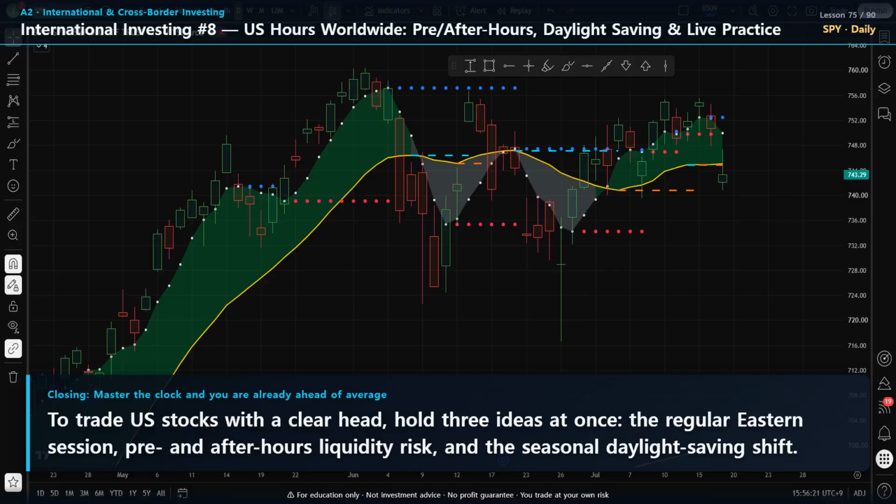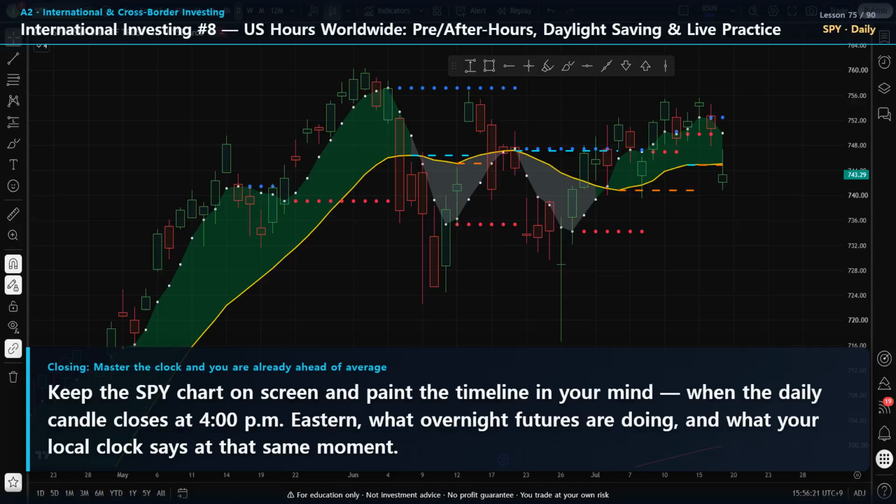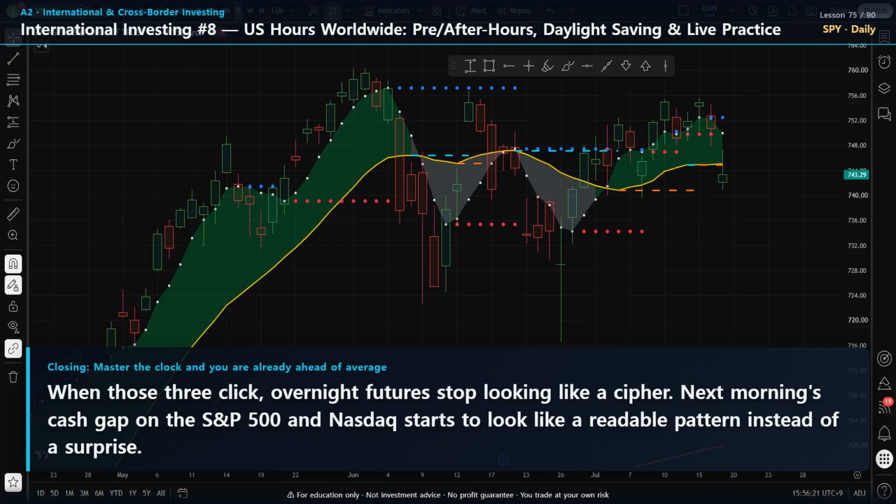To trade U.S. stocks with a clear head, hold 3 ideas at once: the regular Eastern session, pre- and after-hours liquidity risk, and the seasonal daylight saving shift. Keep the SPY chart on screen and paint the timeline in your mind: when the daily candle closes at 4 p.m. Eastern, what overnight futures are doing, and what your local clock says at that same moment. When those 3 click, overnight futures stop looking like cipher. Next morning's cash gap on the S&P 500 starts to look like a readable pattern instead of a surprise.